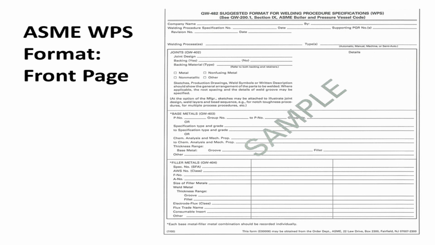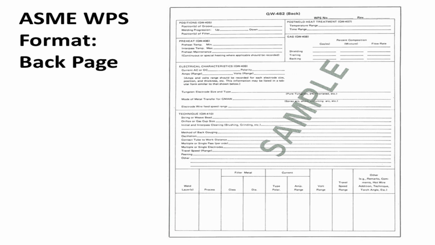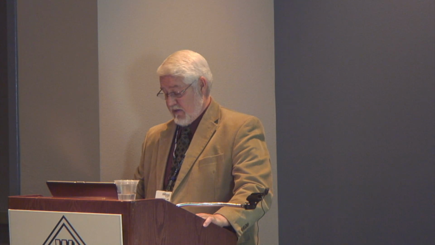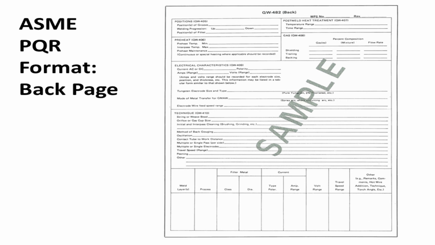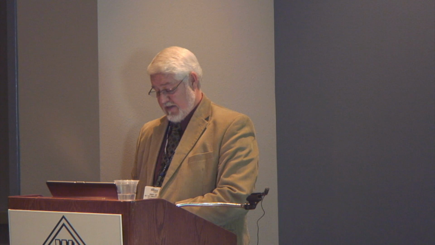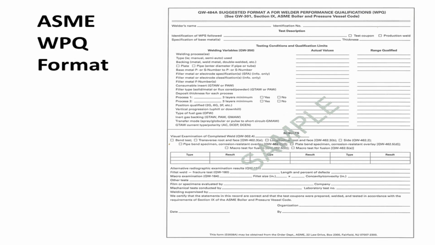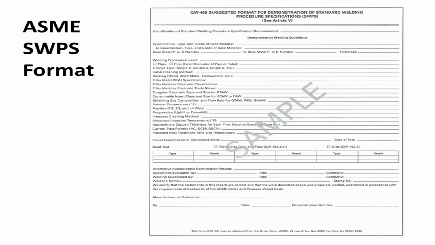This is the ASME WPS, and this is the front page. So you can see as we go through the codes, the formats are a little bit different. This is the back page of the ASME form, WPS. The ASME PQR front page. And the back page. And this is the ASME WPQ, or Welder Performance Qualification format. And this is the suggested ASME SWPS format.